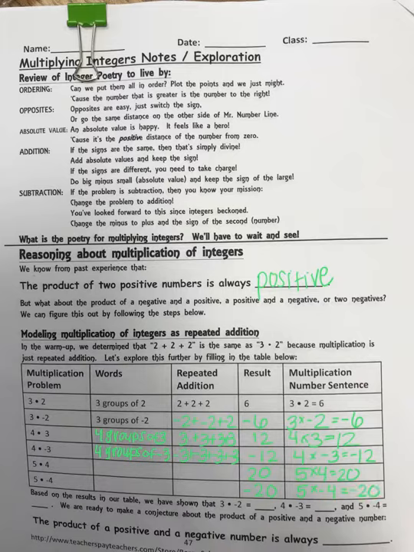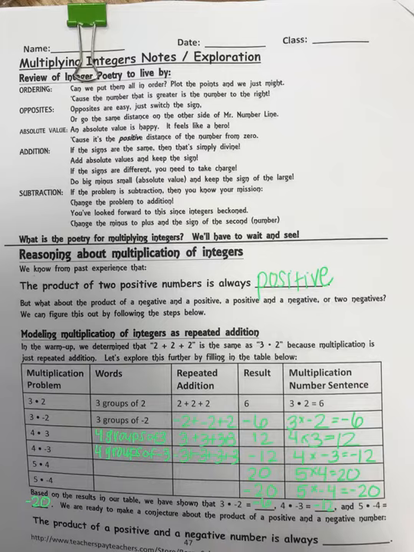So let's go ahead down below and fill in the blank. It says, based on the result in our table, we have shown that 3 times negative 2 equals negative 6, 4 times negative 3 equals negative 12, and 5 times negative 4 equals negative 20. We are now ready to make a conjecture about the product of a positive and negative number.